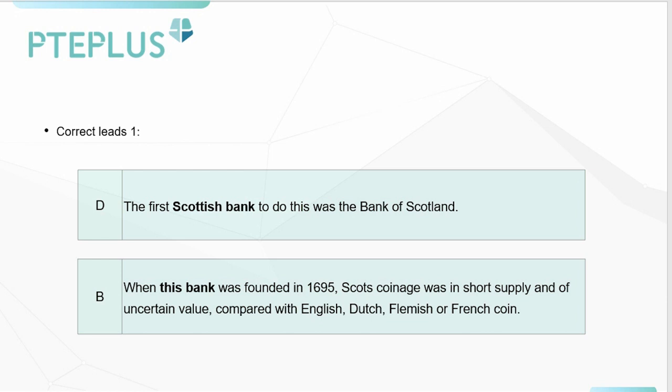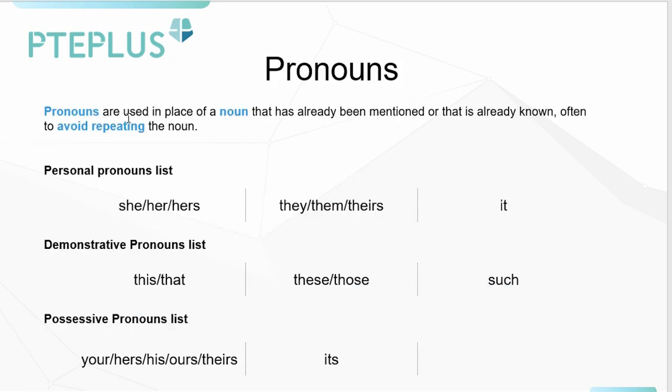So what have we learned from this? It's that pronouns are used in place of a noun that has already been mentioned or that is already known. This is often used to avoid repeating the noun. So for example, Mary is my friend. She likes cake. Notice how I use the word she instead of Mary again. If I were to say it in a really weird way, it'd be like, Mary is my friend. Mary likes cake. To avoid repeating the use of Mary, we use words like she.